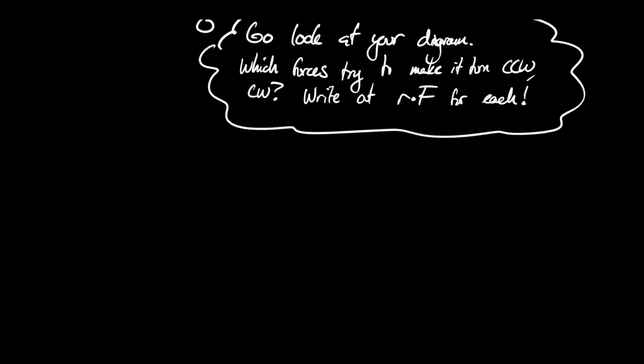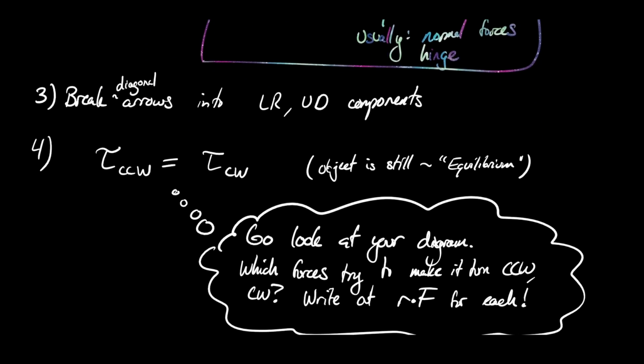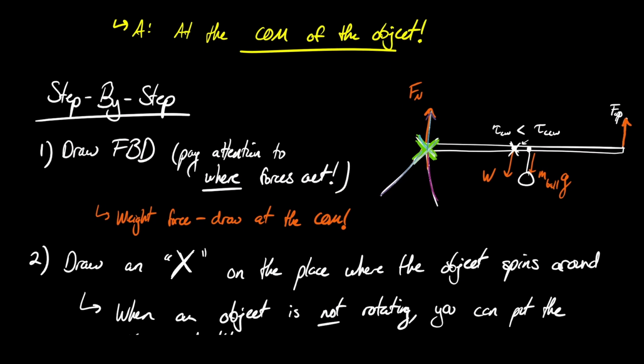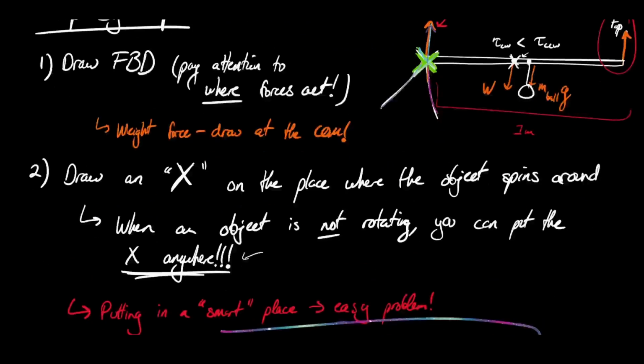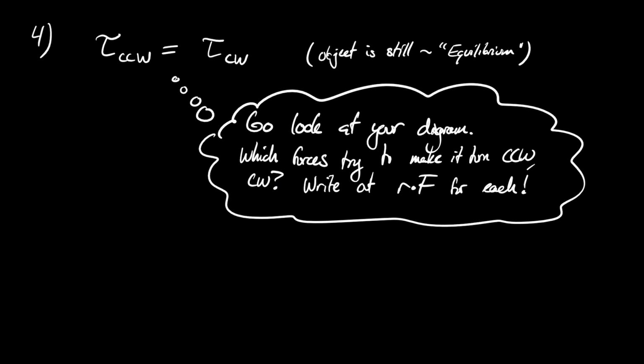Okay, perfect. So in our case, let's look at our diagram. Again, we're able to ignore this force because it's located on top of the x, because we picked our x to be in a smart place. So we ignore this because it has r equals 0. Okay, what things are trying to make it turn counterclockwise? This guy. His r was told to us in the problem to be the full 1 meter. So we have 1 meter times F applied equals, and that was all of our counterclockwise torques.